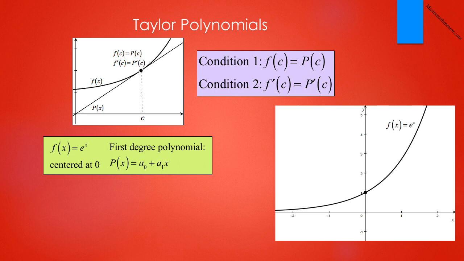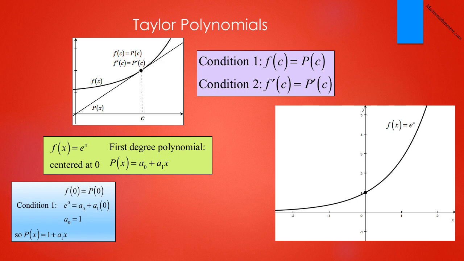Now, normally when we talk about a line, we talk about y equals mx plus b. I know you're not wild about using the coefficients a1 and a0, but there is a good reason for using them, as you will see later. Our first condition is that f of 0 must equal p of 0. f of 0 is equal to e to the 0, and p of 0 is equal to a0 plus a1 times 0. And that means that a0 is equal to 1. That means that our polynomial p of x is equal to 1 plus a1 x.